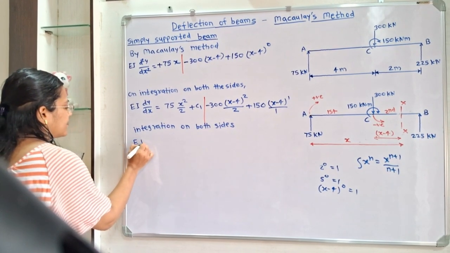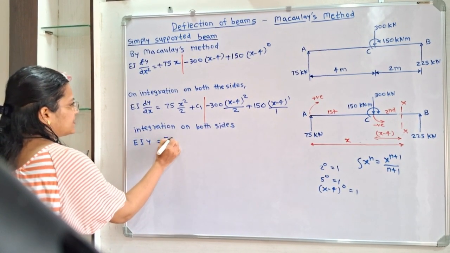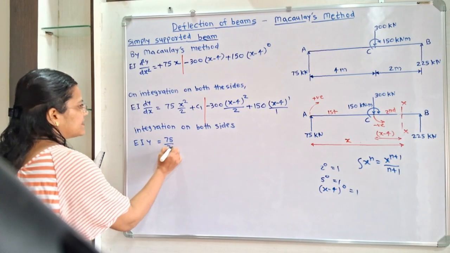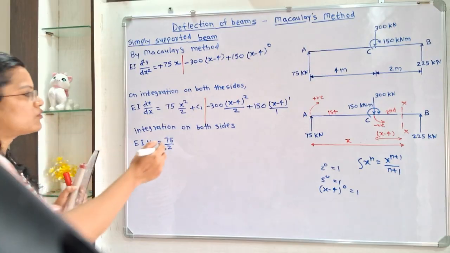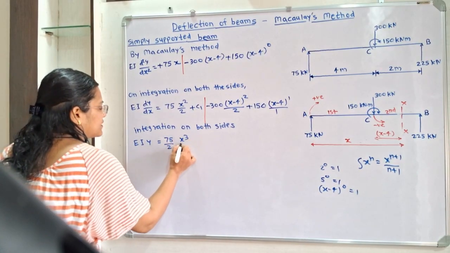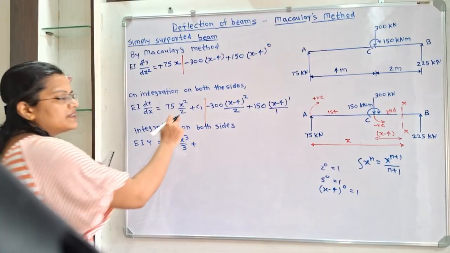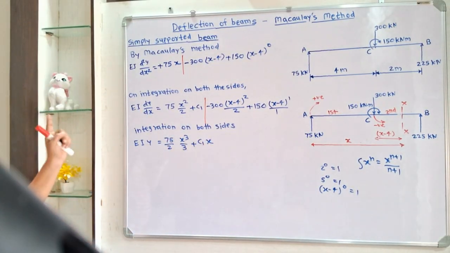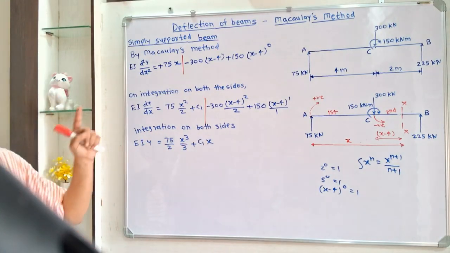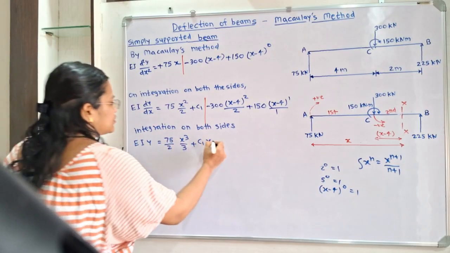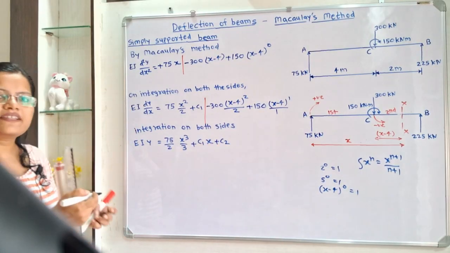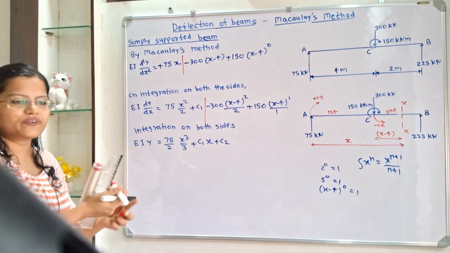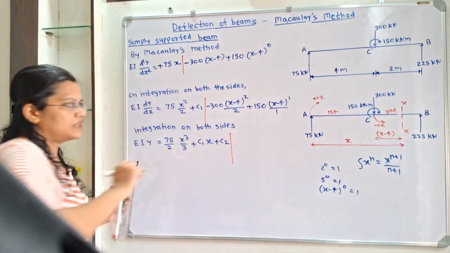So EI y is equal to 75. Here x square. So 75 by 2 I will write here x square, that is n is equal to 2. So here x cube by 3 plus c1, it will become c1x. And we have to take the second constant of integration because this is the second time integration. So I will write here c2. And then we have to complete the first part. So remember, we have to take the constant of integration in the first part only.